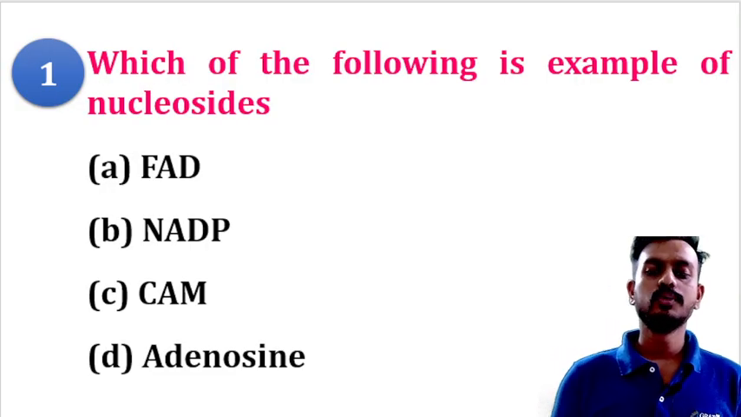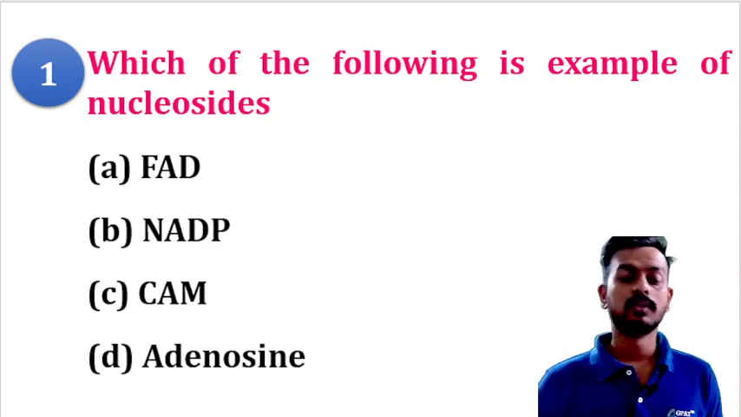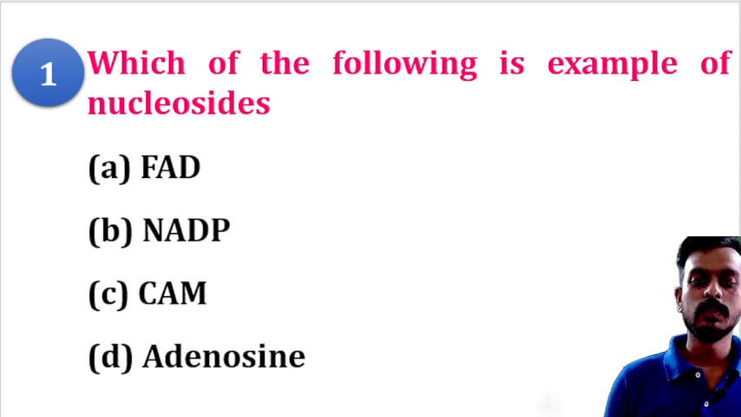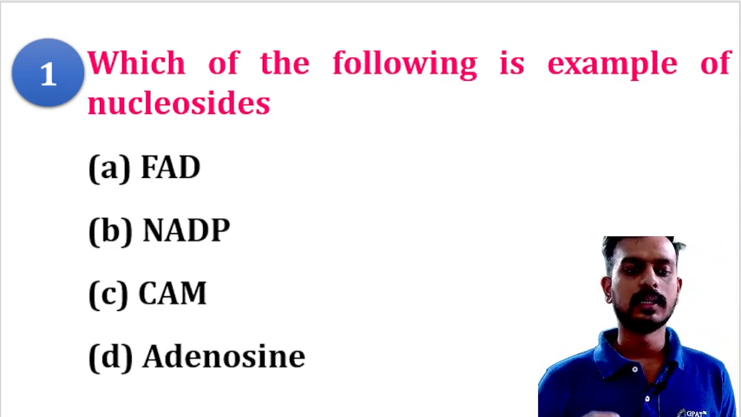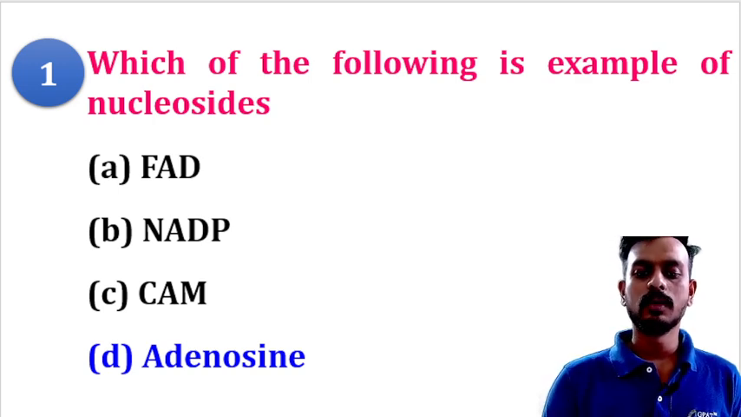Which of the following is an example of nucleoside? Your options are FAD, NADP, CAM, and adenosine. Yes, the right answer is adenosine. Adenosine is an example of nucleoside.